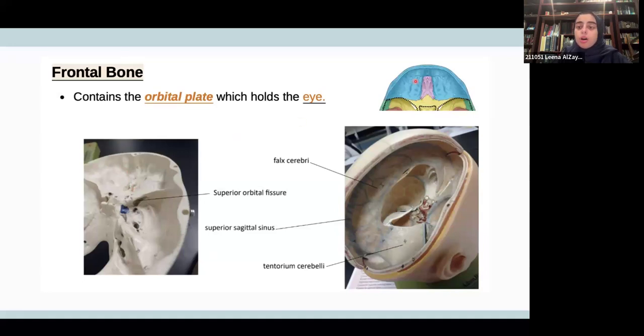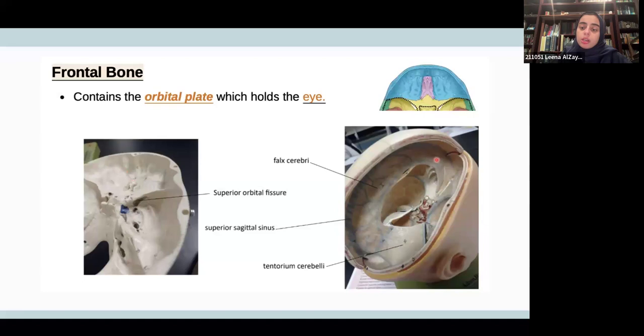plate. So over here you have your eyes. This is where your eyes come out. So this is the orbital plate that holds the eye. We won't talk about the fissures here because I think it's much easier for you to see it as an overview.